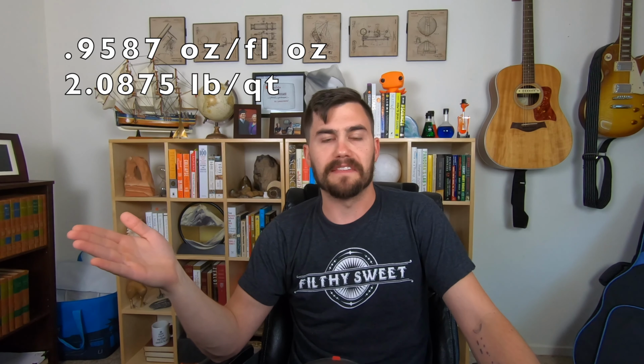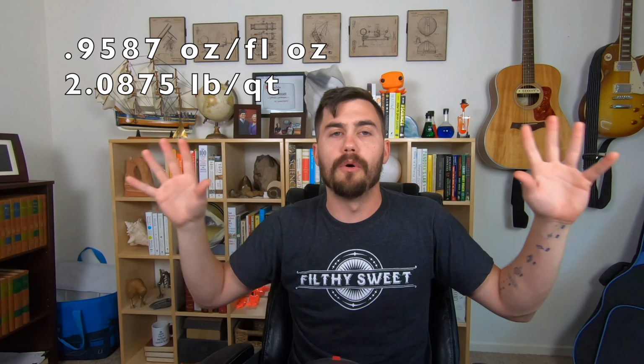If we do this with imperial units, water has a density of 0.9587 ounces, weight ounces, per fluid ounce, which is really a completely random number. Then if you scale it up, well, we go from the ounce to the pound, and we go from the fluid ounce to the quart. It goes from 0.9587 for the ratio to 2.0875. There's absolutely no logic here. It does not follow any kind of pattern, because each system is totally arbitrary of the last one.